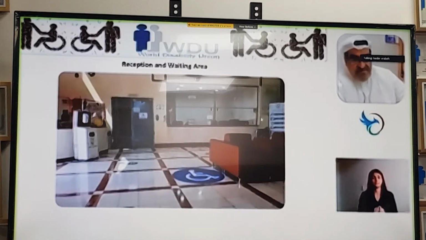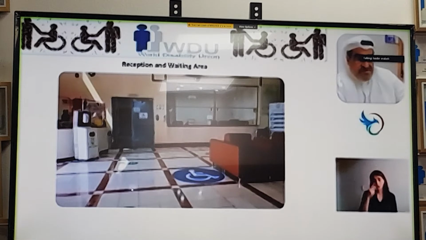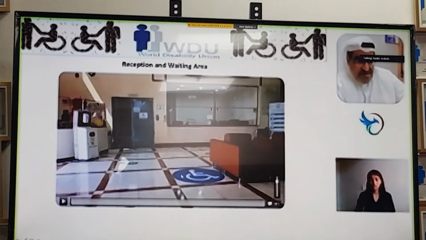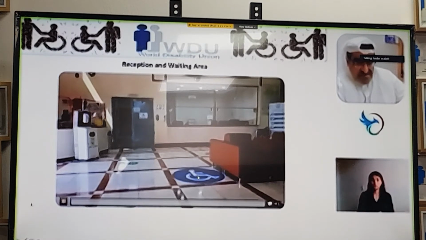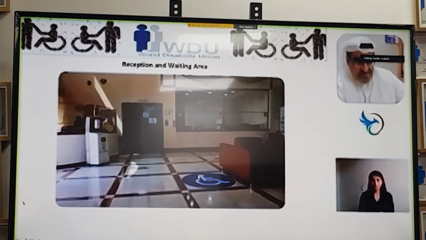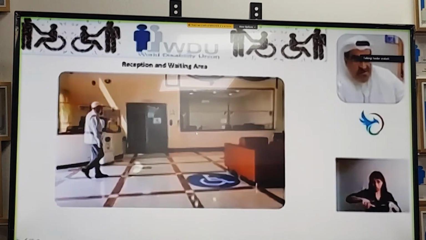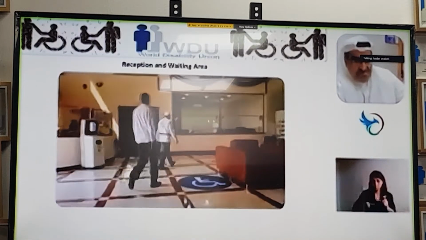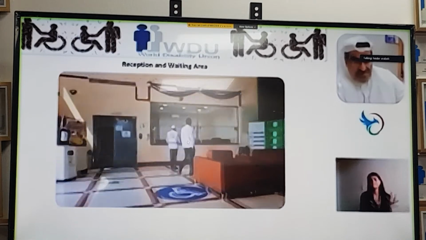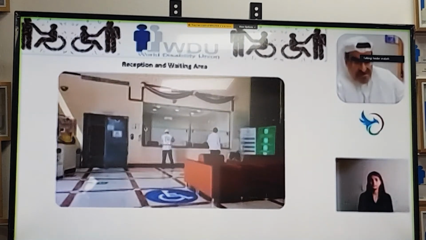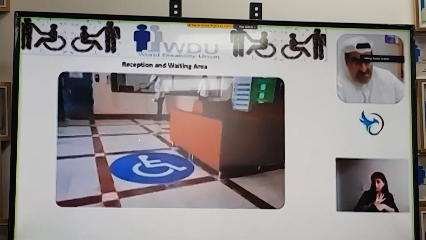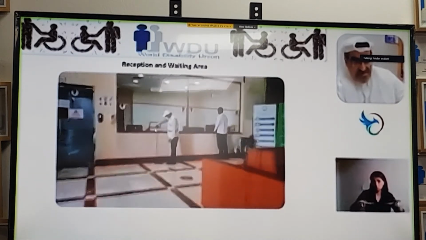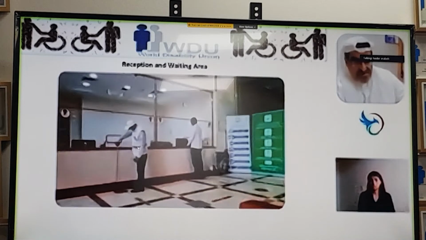As you see here, this is a reception area. And see, there is an area for the wheelchair to stand and wait, so he can wait here for his turn. Now they were measuring because of COVID, there is glass on the reception, but they are taking the measurement now of this area. The height of the reception should be not more than 1 meter, as you see.